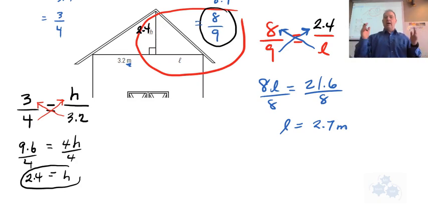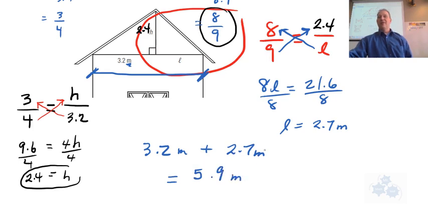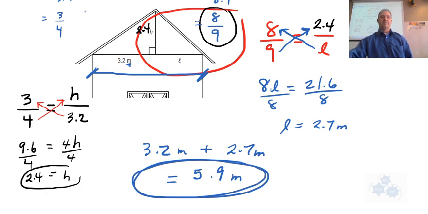How do I finish this question off? I want to know the width of this shed. Add them together. You add 2.7 and 3.2. You don't circle the answer yet. Okay, so 3.2 meters plus 2.7 meters equals what? 5.9 meters. Oh, hello. It's 5.9, yeah. I was off by a couple.